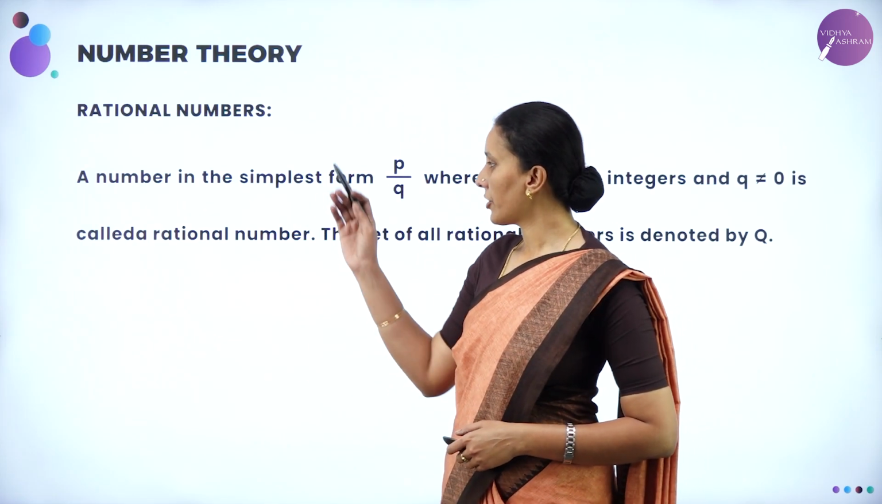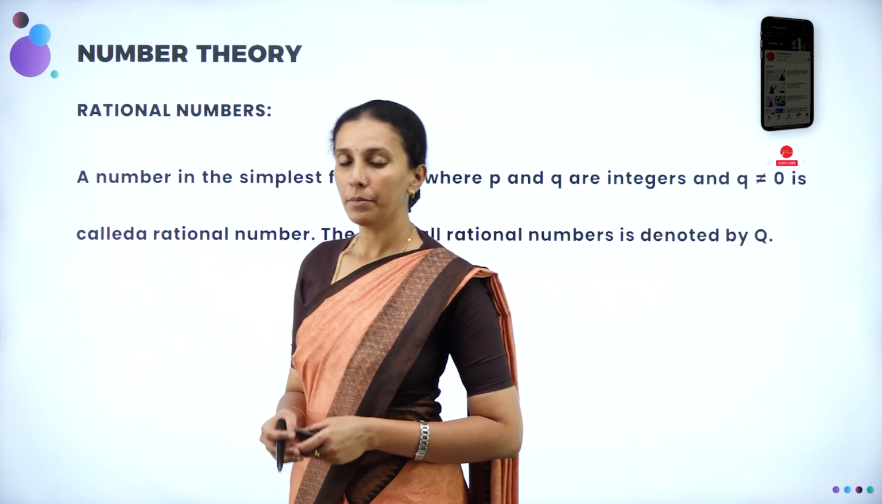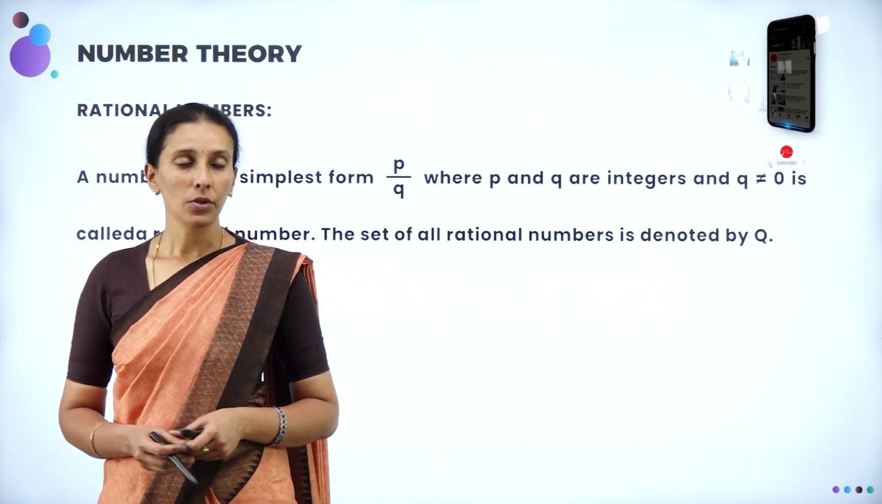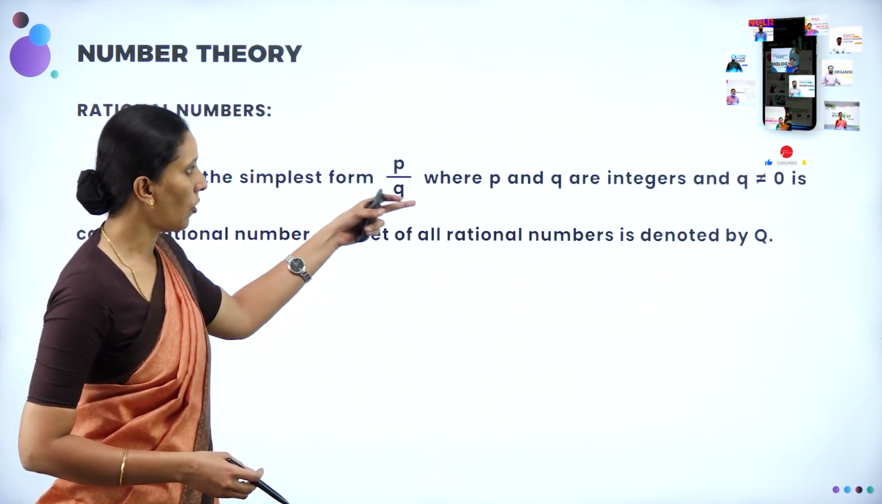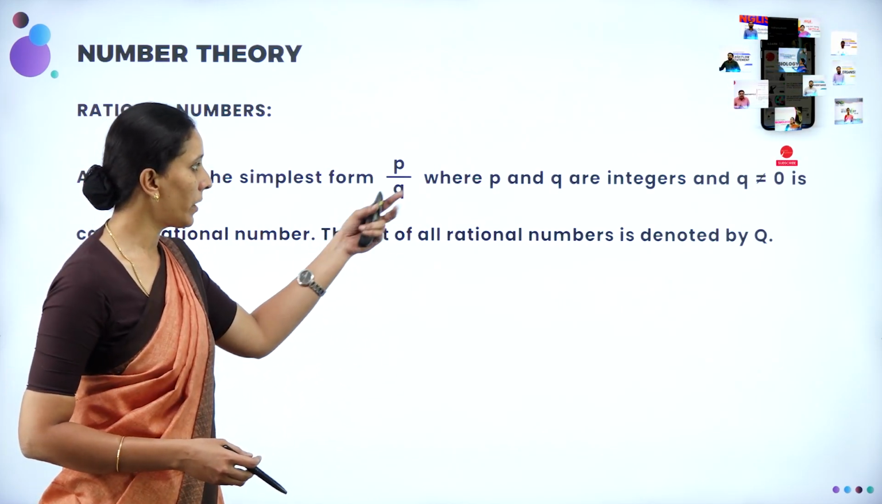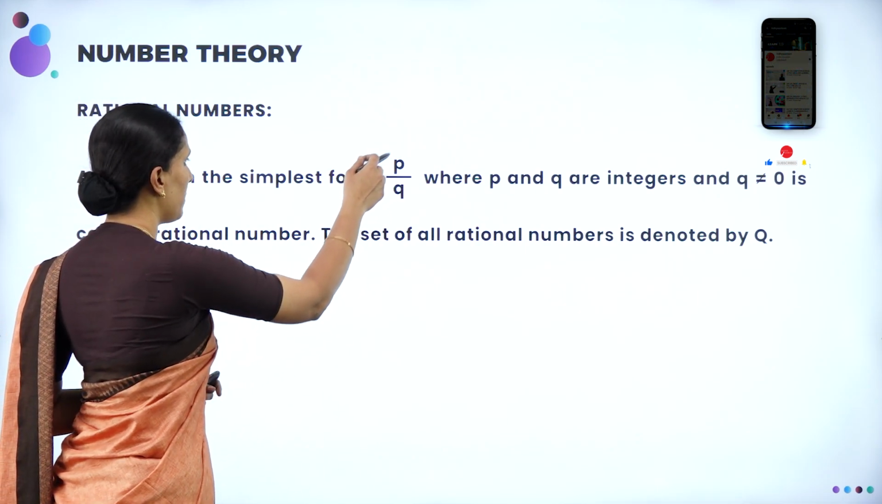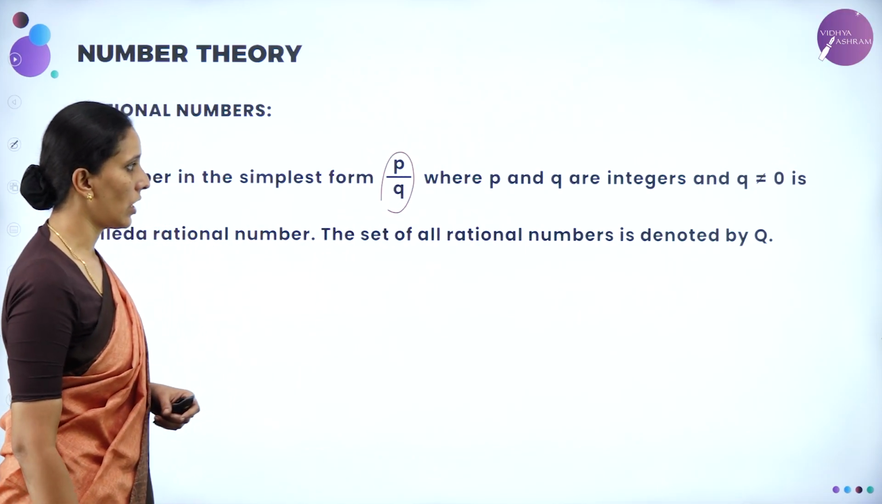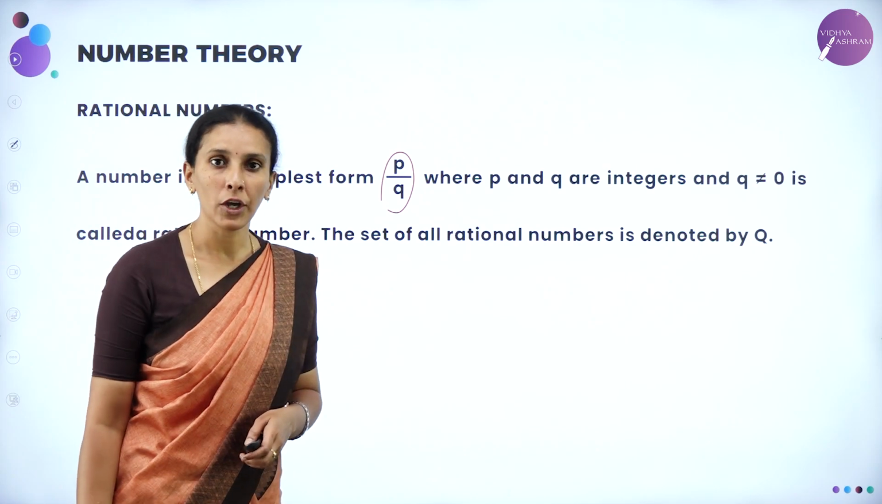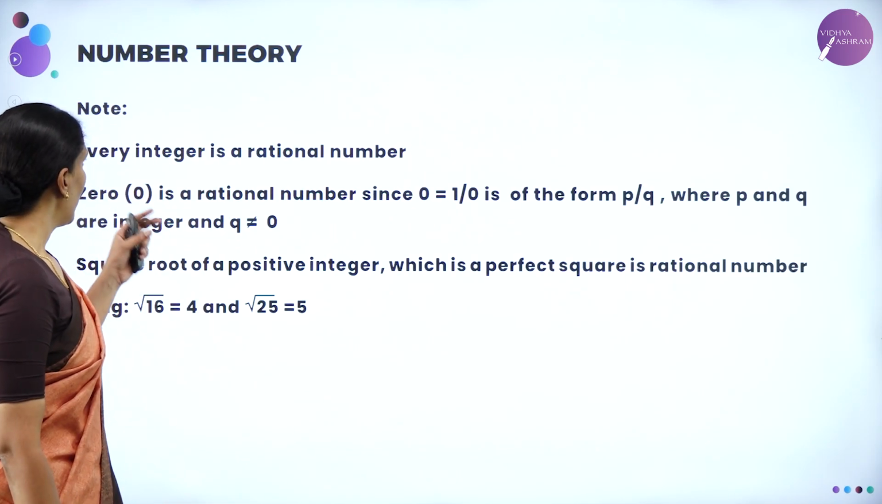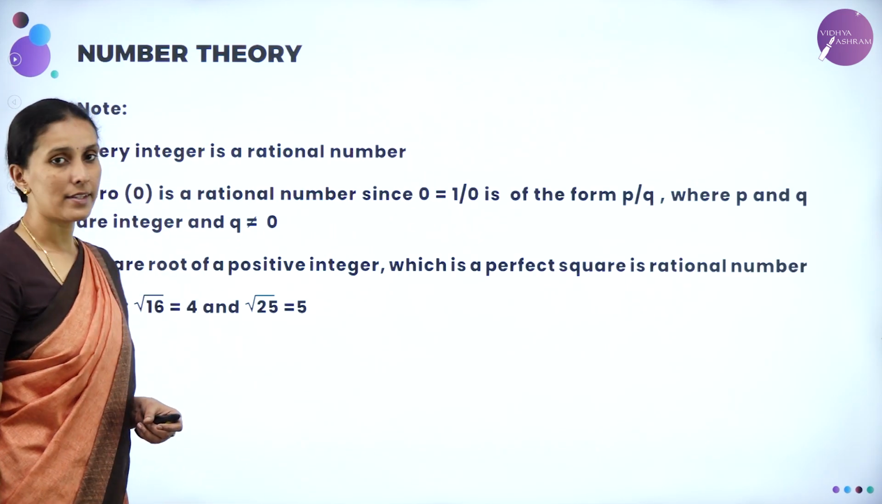In this session, we are going to study about the other types of number: rational, irrational, real and complex number. So first, rational number. We know that any number in the form of P by Q, where P and Q are integers and Q not equal to 0. So we know that the denominator can never be 0. So the number in the form of P by Q is said to be a rational number and it is denoted by Q.